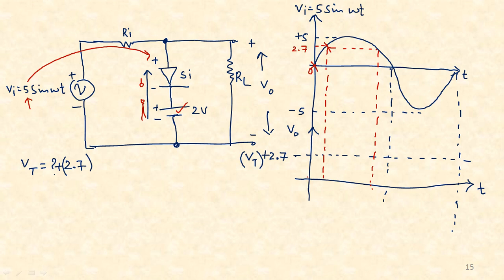When the diode is switched off, the entire input signal will appear across RL. So this is how the waveform will appear, the same sinusoidal waveform. But once the input's magnitude exceeds 2.7, the diode will be switched on. It will be forcibly switched on. Even though the battery is trying to switch off the diode, the input's magnitude is high enough to switch on the diode. When the diode switches on, it behaves like a short circuit.